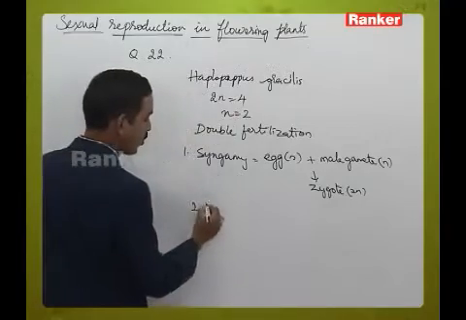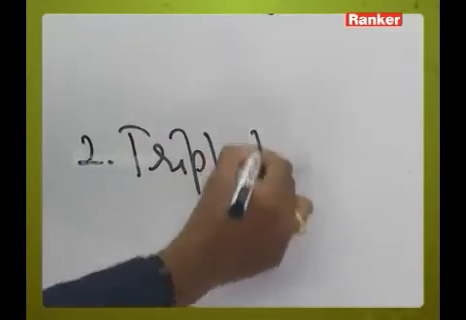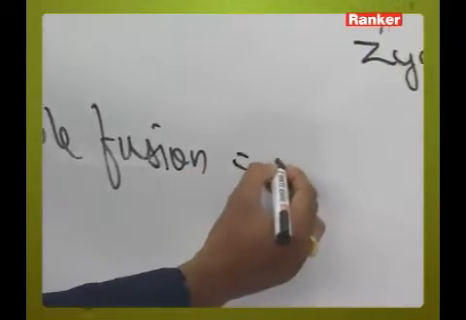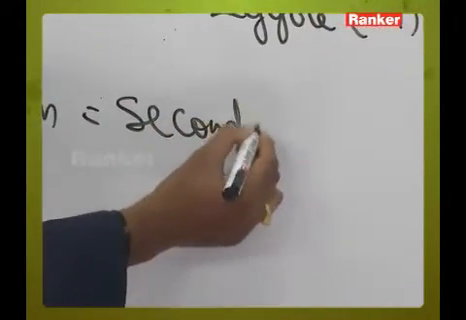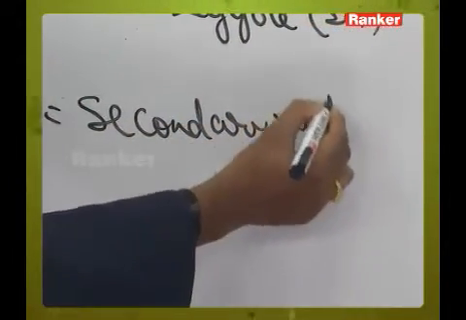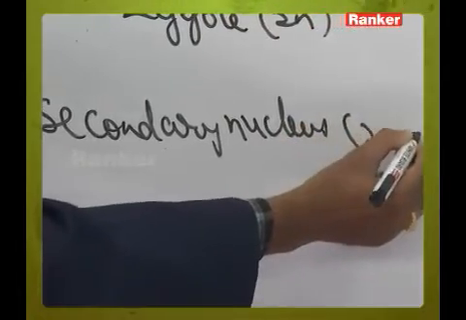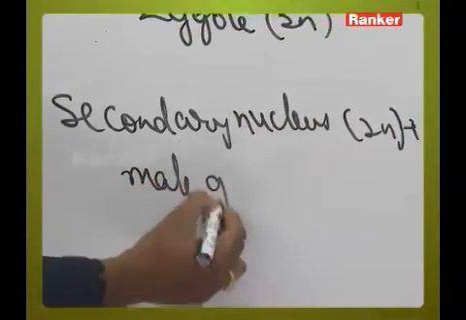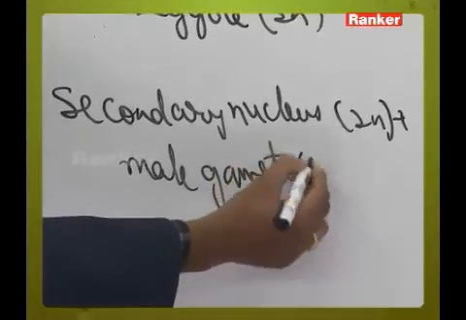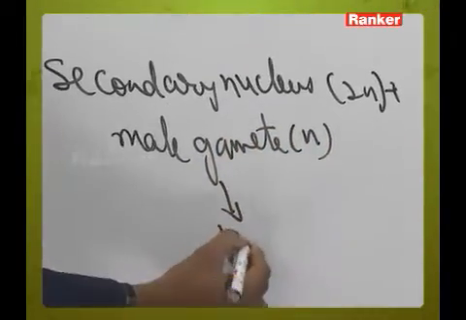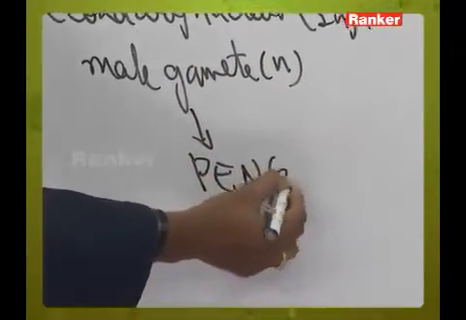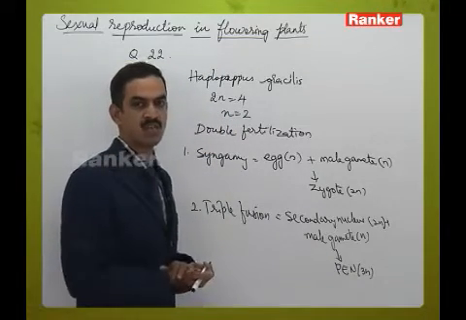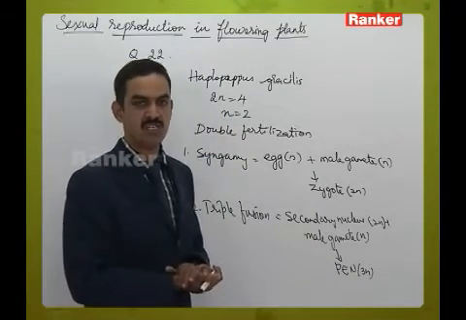And the second fertilization process is called triple fusion, where the secondary nucleus of the embryo sac, which is diploid in condition, will fuse with the other male gamete, which is haploid in condition, to form the primary endosperm nucleus, which is triploid in condition. So here 2 times of fertilization is taking place, so we call it a double fertilization process.